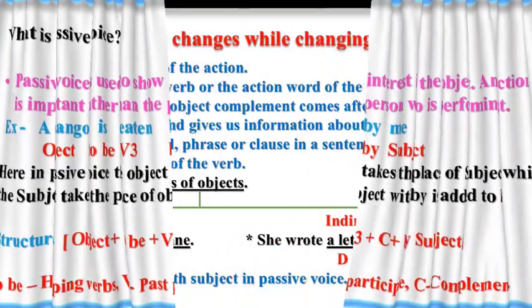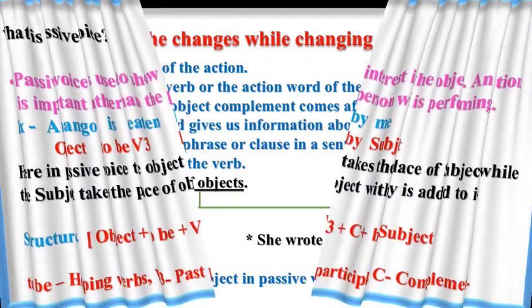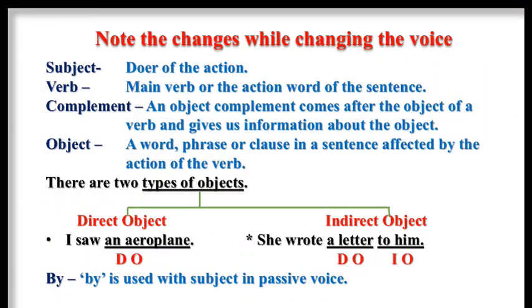Now let us note the important changes while changing the voice. Subject, the doer of the action. Verb, the main verb or the action word of the sentence. Complement. An object complement comes after the object of a verb and it gives us information about the object. Object. A word, phrase or clause in a sentence affected by the action of the verb.